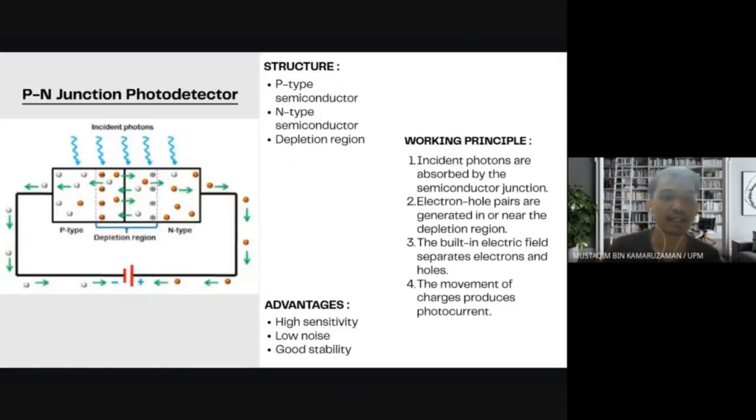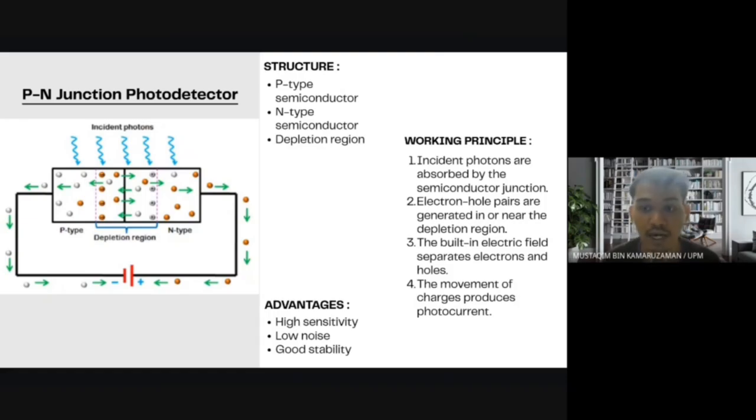So here is the PN junction photodetector. What is the structure of the PN junction photodetector? It consists of the P-type semiconductor, N-type semiconductor, and also the depletion region. Of course, all of you want to know how the working principle actually works.